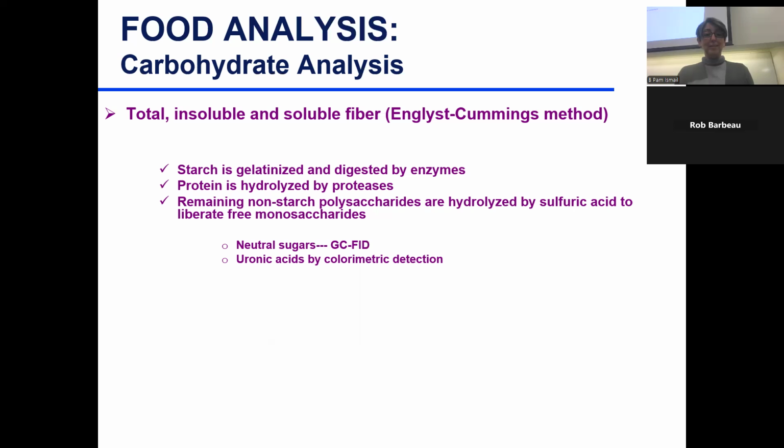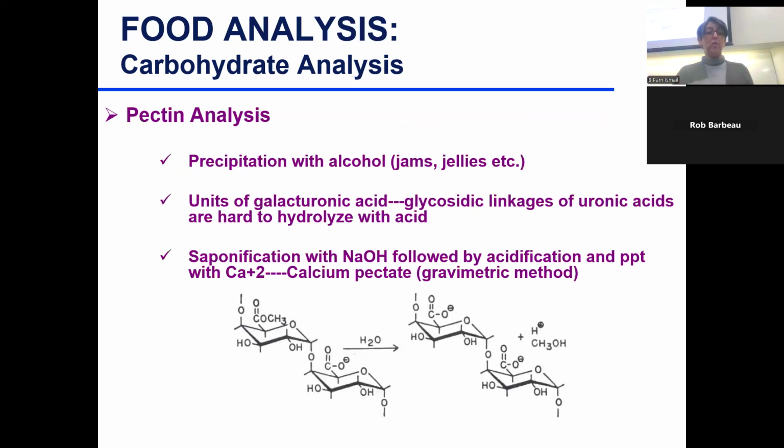Going to this last bit here that I have for you is pectin analysis. Sometimes when we have a product that only has pectin in it as a source of dietary fiber, like jams and jellies, we do an assay specific for pectin.